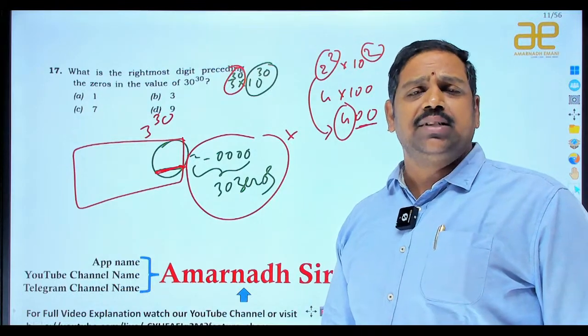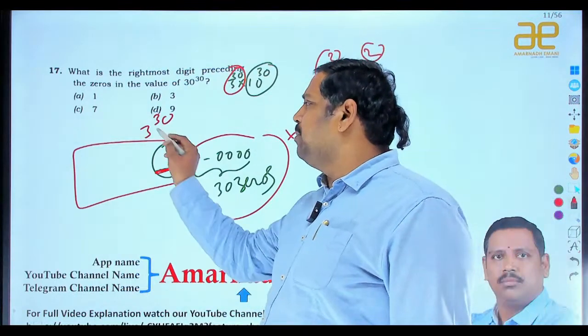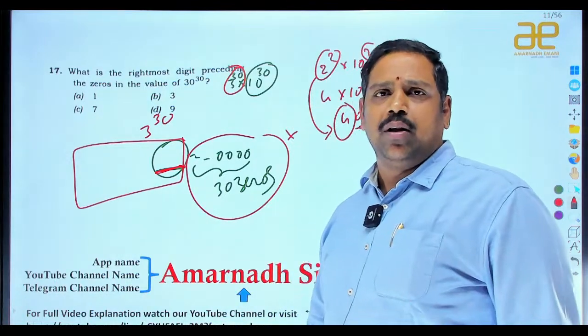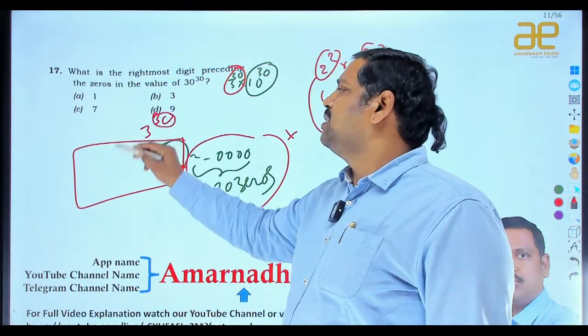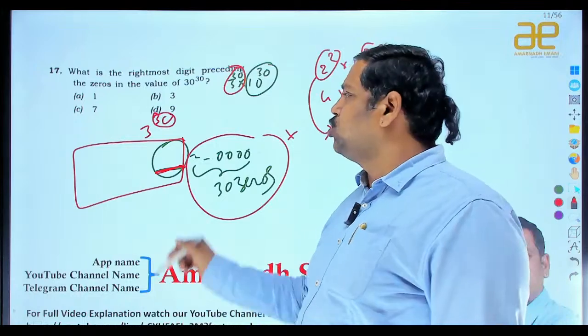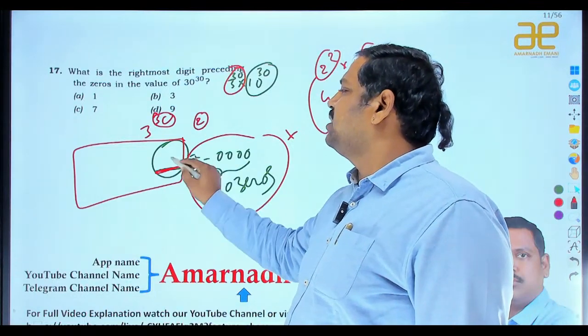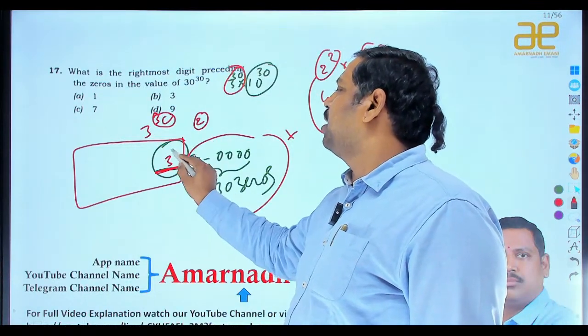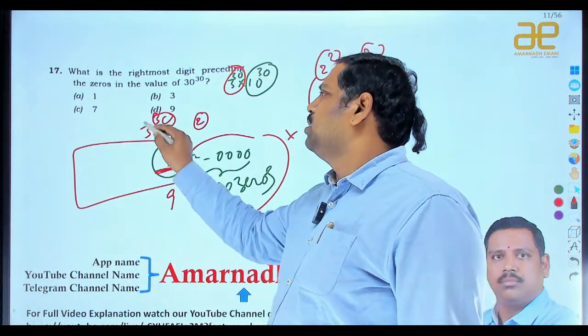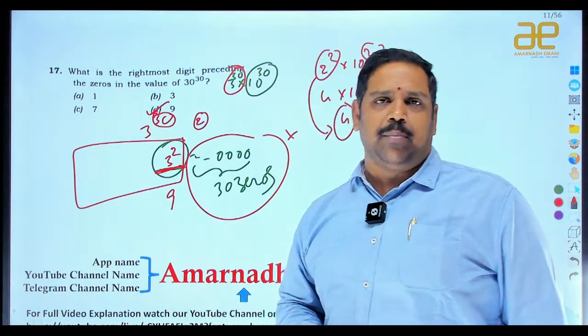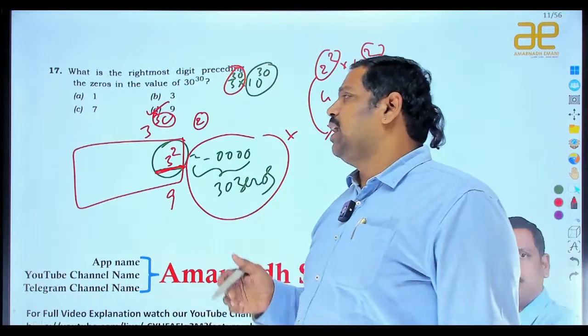3 power 30 means we can say that, okay, 3's periodicity is 4. Means divide the power with 4. 4 7s are 28. The remainder is 2. Remainder is 2 means this digit is nothing but 3 power the remainder 2. 3 square is how much? 9. So very clearly we discussed in our app, right? Good. So what's the answer? 9 is the answer.